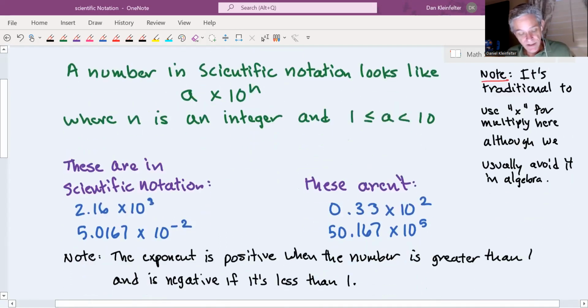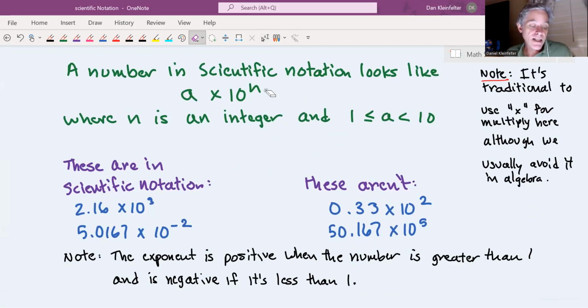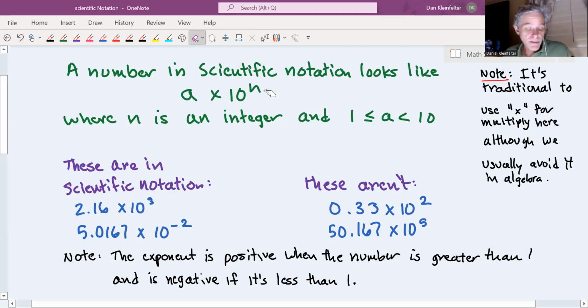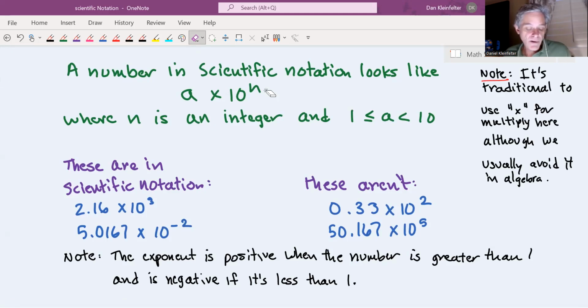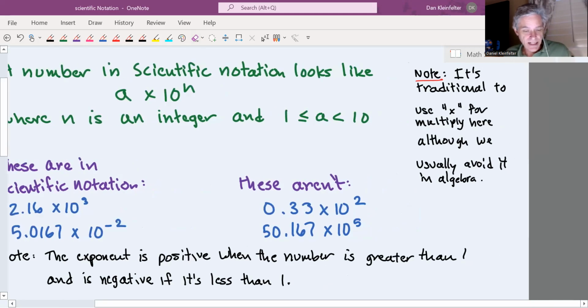Okay, so examples of numbers that are in scientific notation: 2.16 times 10 raised to the third power, 5.0167 times 10 raised to the minus 2 power. Those two numbers are in scientific notation. These two numbers are not. 0.33 times 10 to the second power isn't, and 50.167 times 10 to the fifth power also is not. What makes these not in scientific notation is the fact that the A here in the first case is 0.33, which is less than 1. And then in the second case, 50.167 is bigger than 10. So that makes these not in scientific notation.